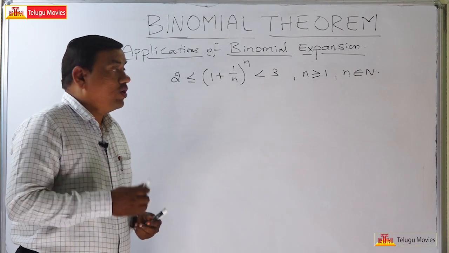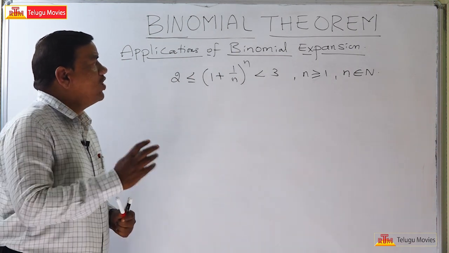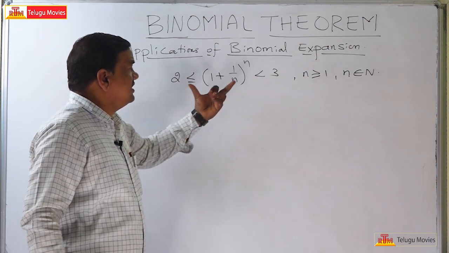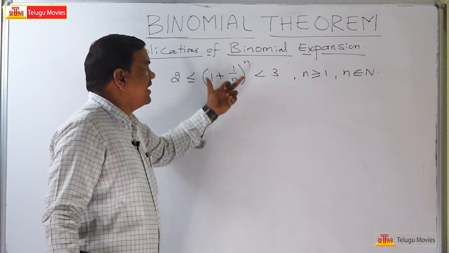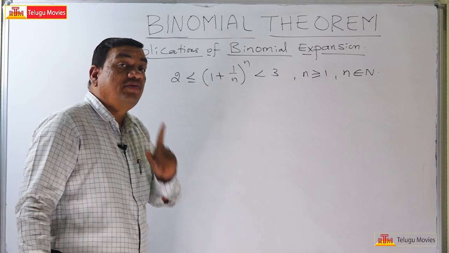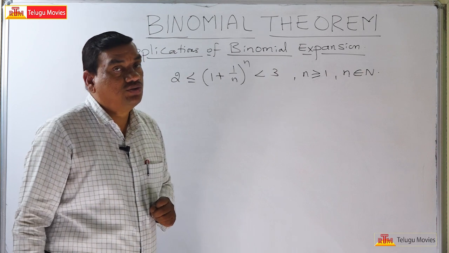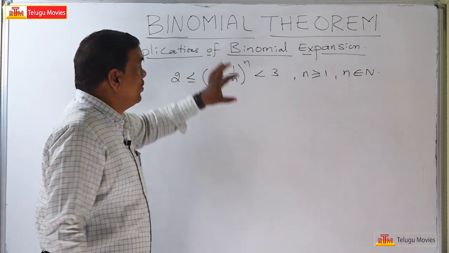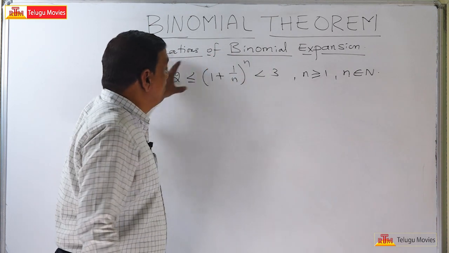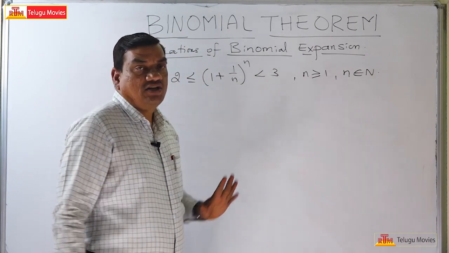Dear students, see here, one more important concept is applications of binomial expansion. Let us see this one: the binomial (1 plus 1 by n) whole to the power of n, where n is greater than or equal to 1 and n belongs to the natural numbers. If any binomial expansion is like this, its value lies between 2 and 3, but not equal to 3. From 2 to 3.